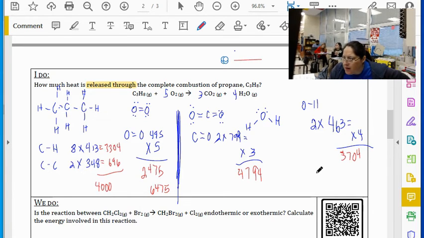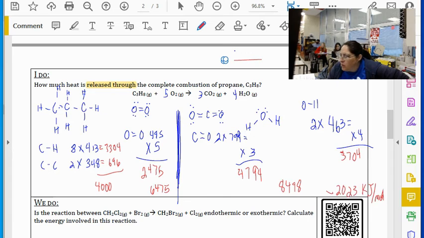Okay, so this side over here ends up being 8498. So if we take this minus this, we end up with negative 2023, and that's going to be kilojoules per mole. And that would be your answer.